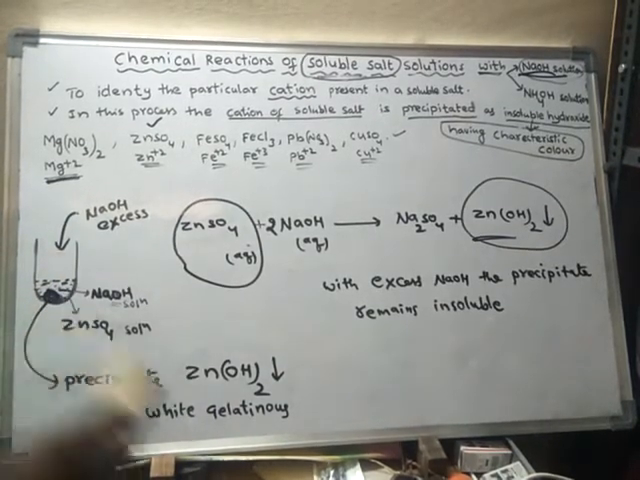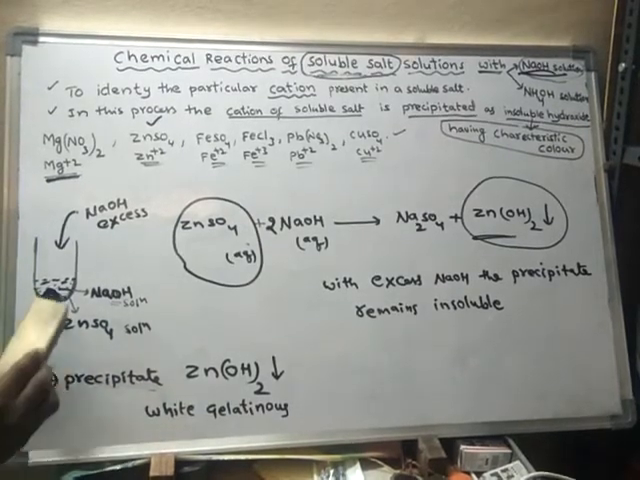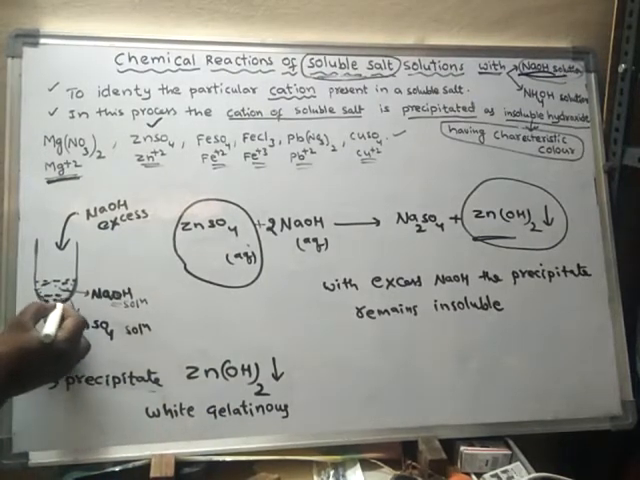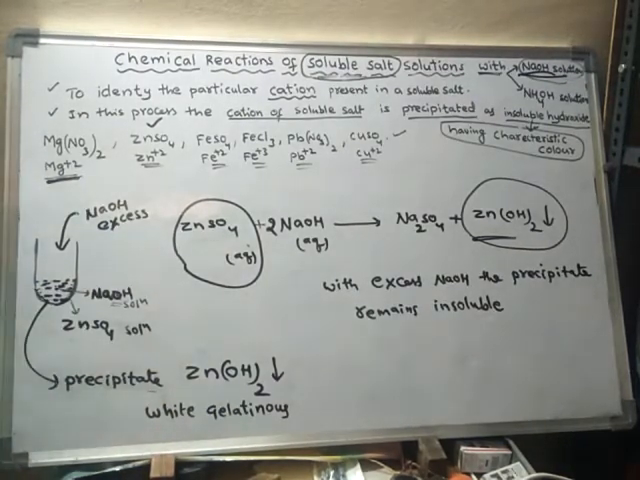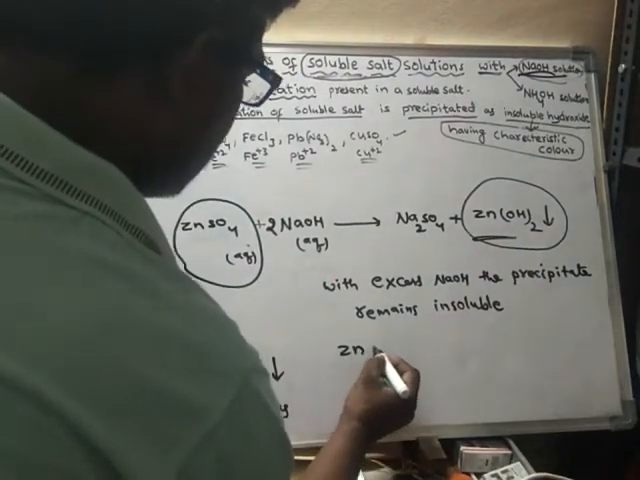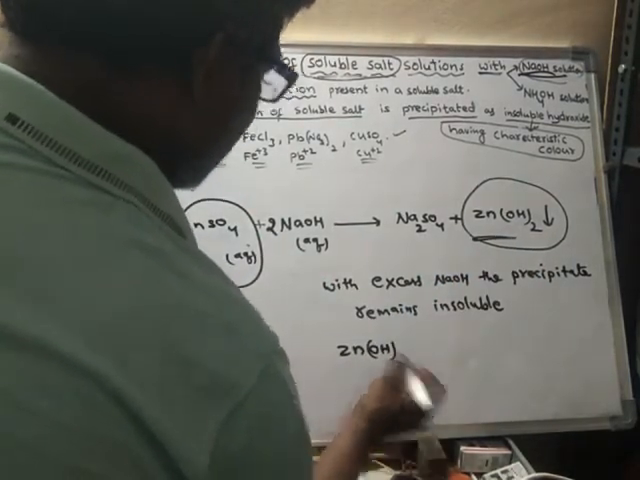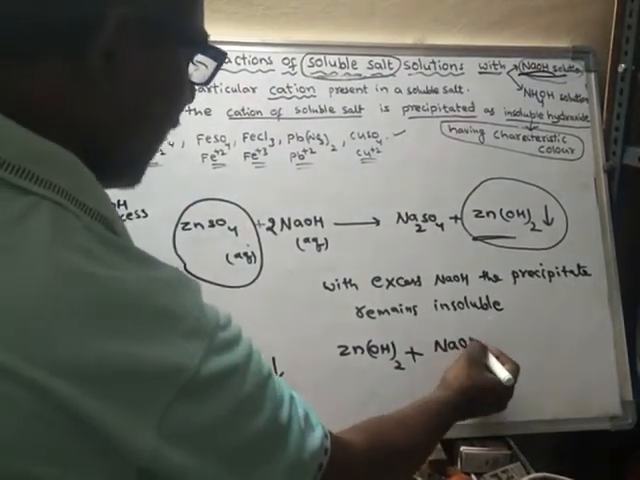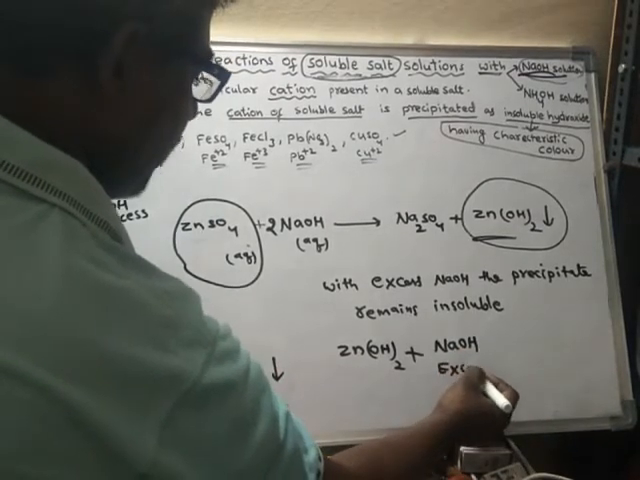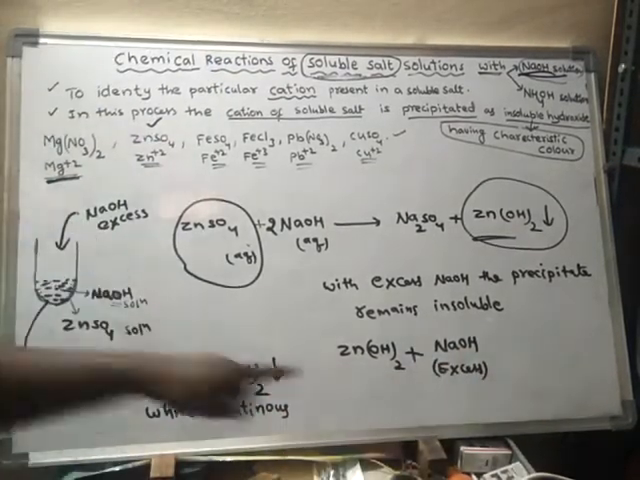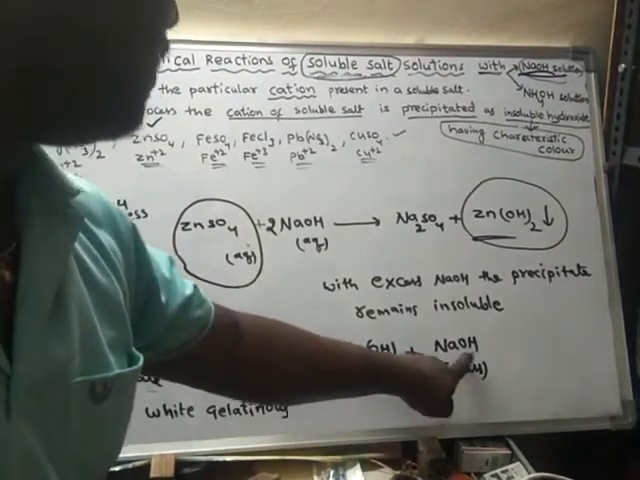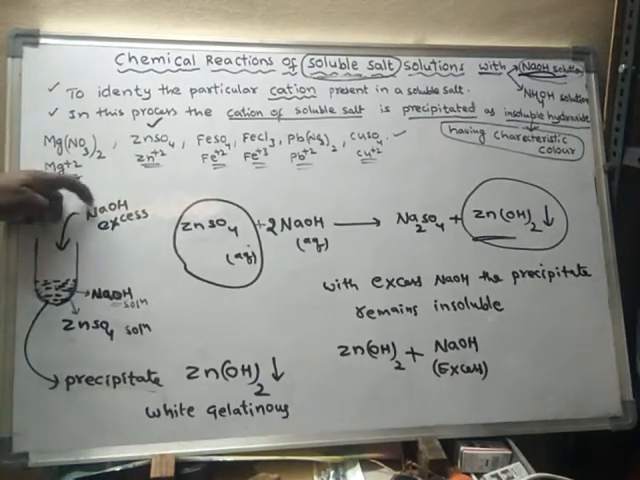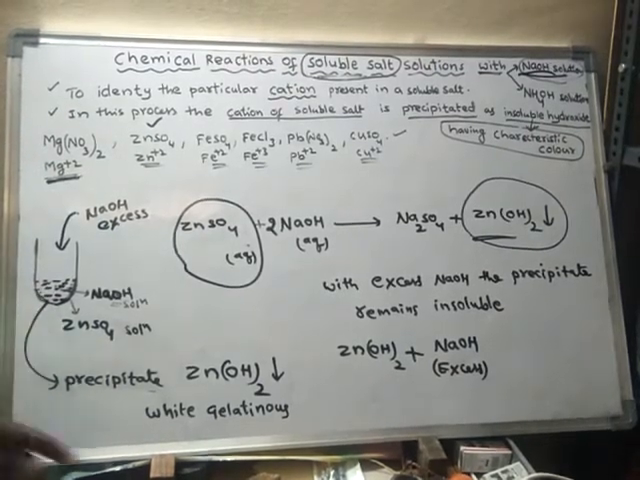So due to the addition of sodium hydroxide, this precipitate will dissolve and form a new substance. The zinc hydroxide which was obtained as a precipitate initially will now react with the sodium hydroxide added in excess amounts. So now this will dissolve. This precipitate will dissolve in excess sodium hydroxide. Now there is no precipitate after addition of excess sodium hydroxide. The precipitate has dissolved.